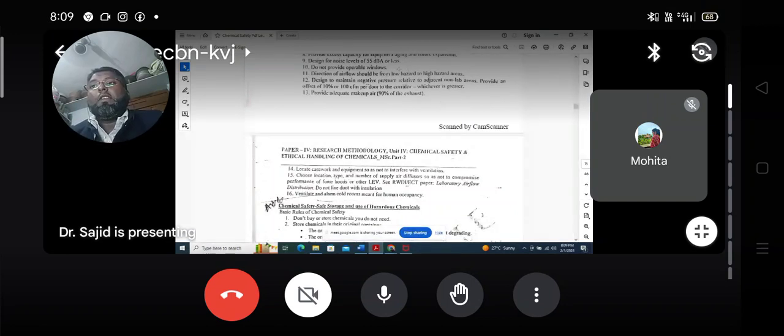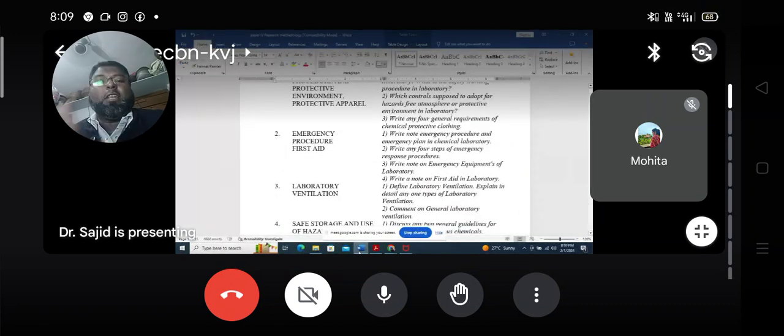This is one of the questions; in total there are 8 questions. In the ventilation question you can write in your own words. Define laboratory ventilation. The definition you can write: there should be proper free air, there should be a proper exhaust system in the laboratory. It is called laboratory ventilation.